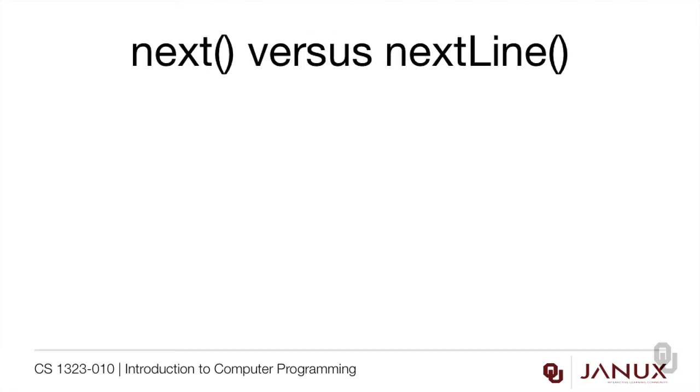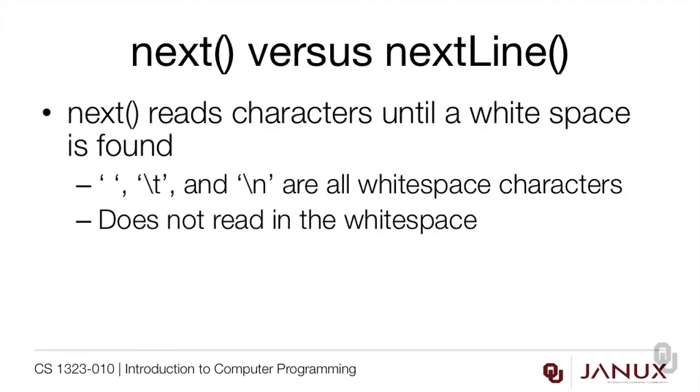There are a couple of different methods that cause a lot of confusion. One is next and the other is nextLine. Now, the reason there's confusion here is the methods behave differently. So let's talk about exactly what they do. Next reads characters until it finds a white space. Now, when I say a white space, I mean a space, a tab, a new line, or a return.